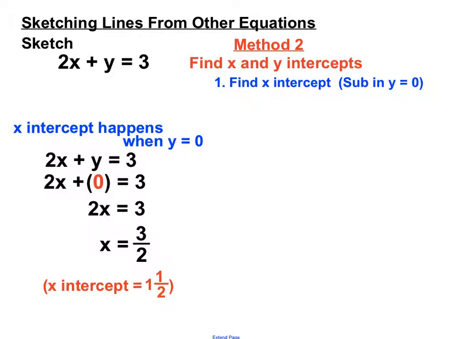Okay, so how did we find the x-intercept? We subbed in y equals 0 and we just got x on its own.